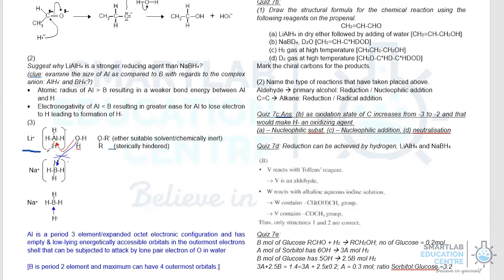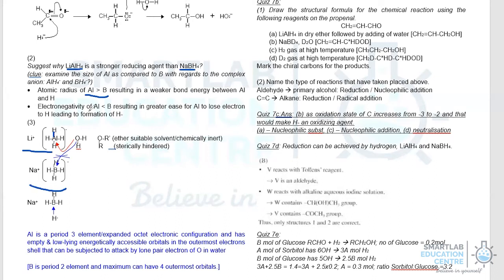Finally, why is lithium aluminium hydride a stronger reducing agent than your NaBH4? You will learn later in the carboxylic acid chapter that only lithium aluminium hydride is able to reduce carboxylic acid to primary alcohol. Both NaBH4 and H2 are deemed to be too weak as a reducing agent to do that. So the reason why lithium aluminium hydride is a stronger reducing agent than NaBH4 is because we can compare the size of the atom. Aluminium being the larger atom means that the bond energy between H and Al is weaker, and since it's a weaker bond, it is easier for the hydrogen to break away from aluminium and to be released as H-.